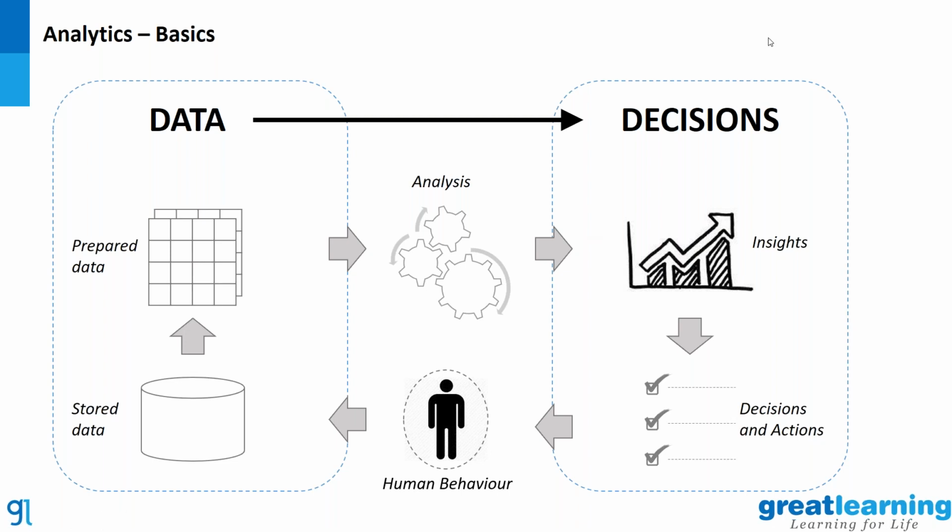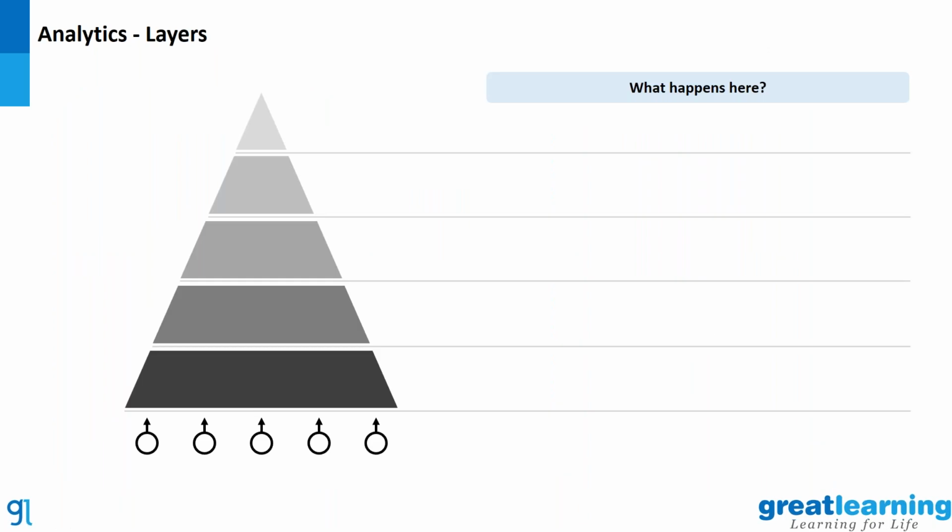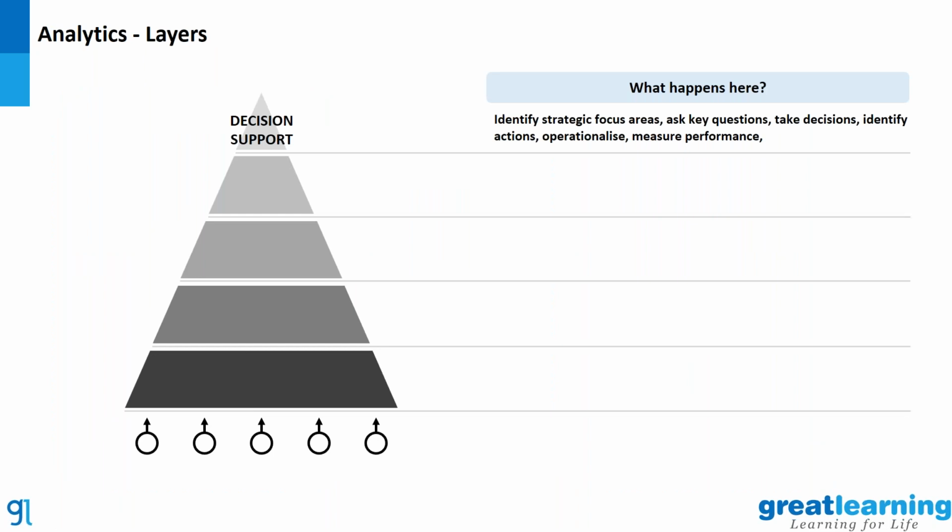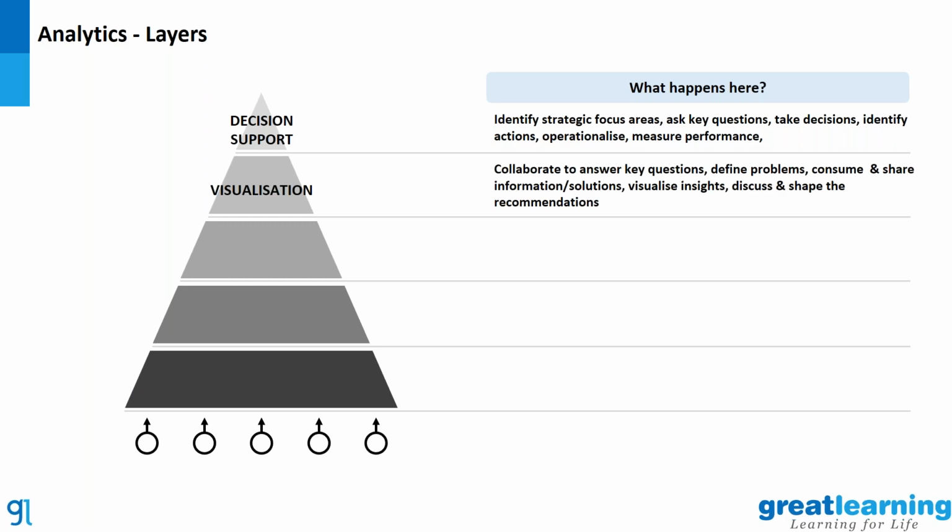So now this is a very basic overview of what the analytics cycle looks like. Now let's try and put this into a slightly more structured, more sophisticated way. And that is where you see all the different layers of analytics, right? Let's start at the top. What happens here? This is decision support. All the business leaders of the organizations are taking decisions on a daily basis. What happens in this layer? They identify focus areas, they ask key questions, take decisions, identify actions, put those actions into operations, operationalize them, and then measure performance.